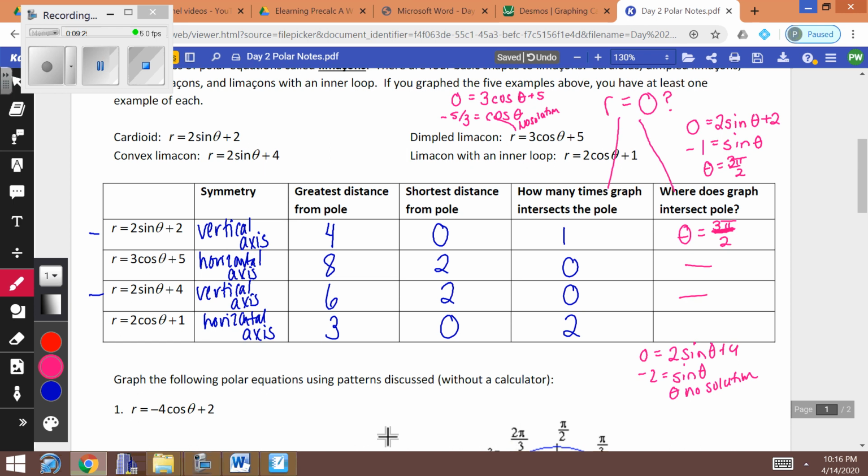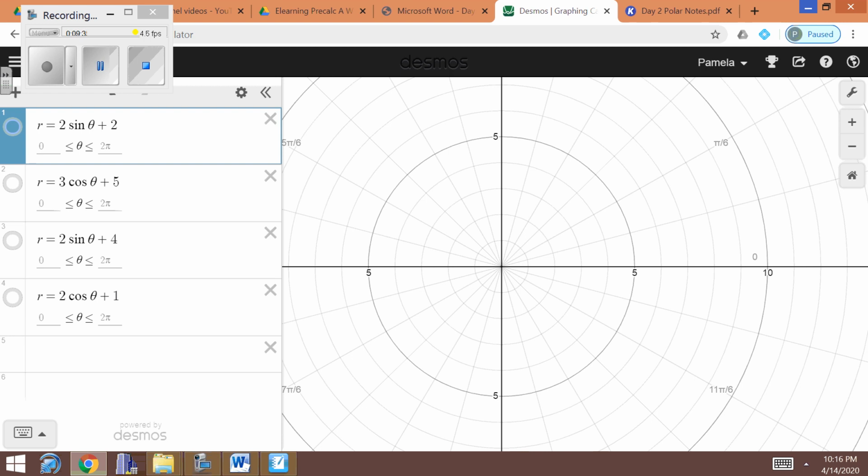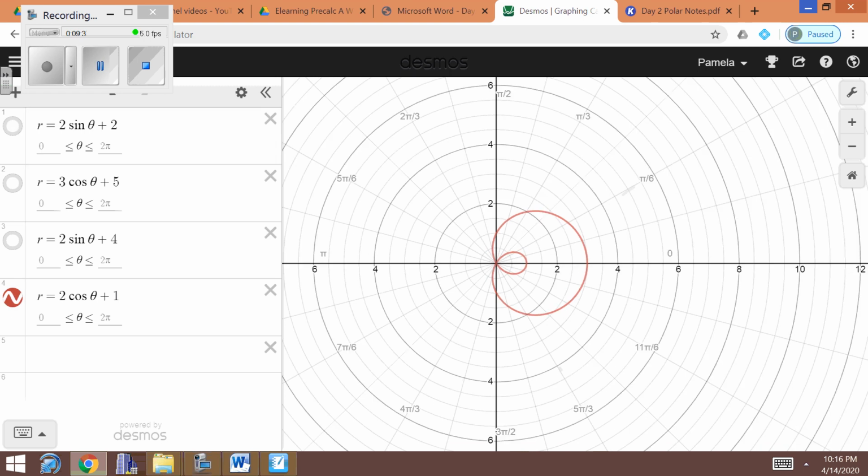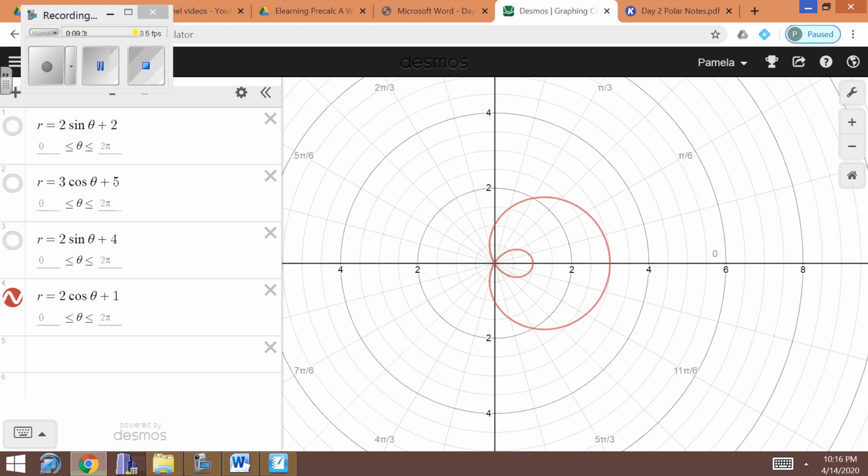All right, last one to look at is our limacon with an inner loop, and I think this one looks the coolest. That's what this one looks like. Hopefully you played with some of them and saw these here. So this one is like a loop within a loop.